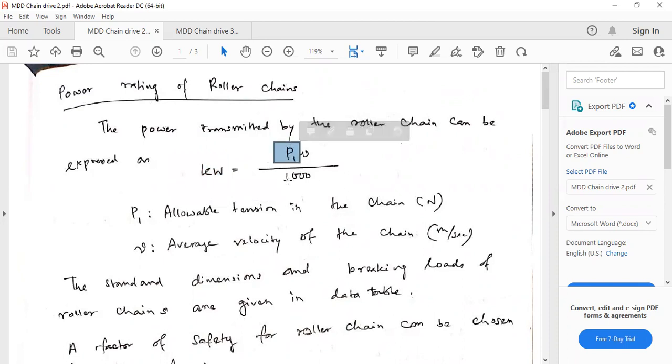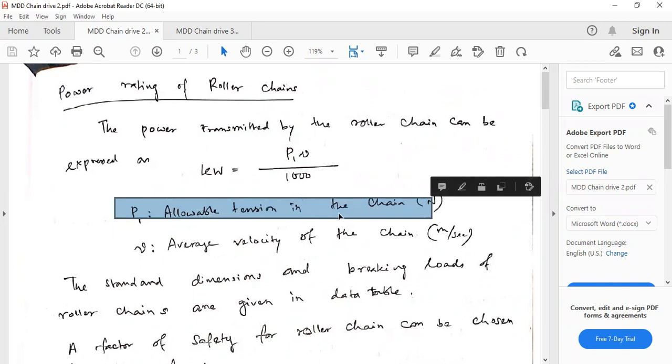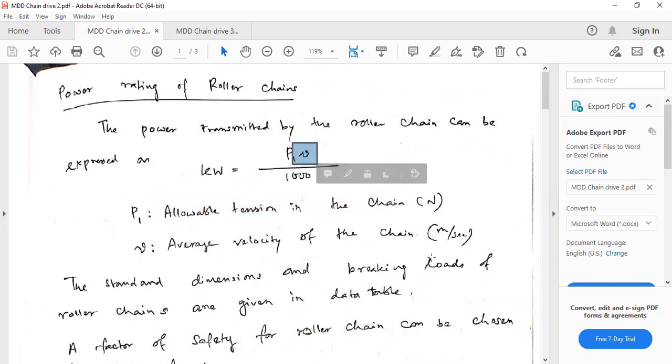Here P1 is the tight side tension, or the maximum tension in the chain, the allowable tension. The chain also has a tight side, so this is the tight side tension, multiplied by the linear velocity. This is the average velocity of the chain, so the linear velocity of the chain must be known.